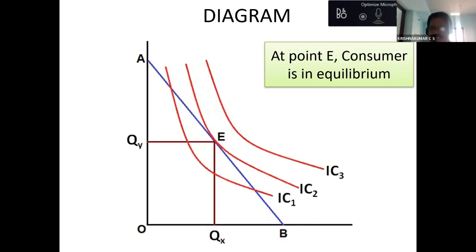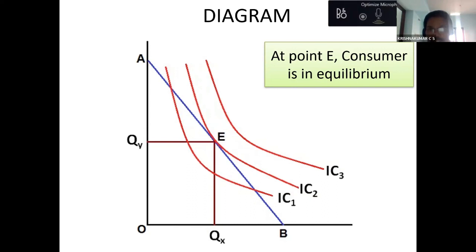Just the opposite will happen if MRS XY is less than Px by Py. What will happen if MRS XY is less than Px by Py? Consumption of Y will increase and X will fall. Excellent. He will increase the consumption of y and reduce the consumption of x. Then MRS XY will rise and it will become equal to Px by Py. So this is the first condition. We can say indifference curve should be tangent to the budget line, or we can say MRS XY should be equal to Px by Py, and we should be able to explain what will happen if these two are not equal.